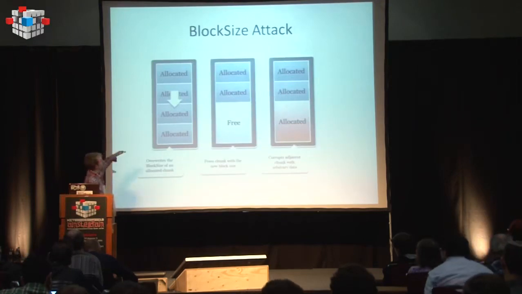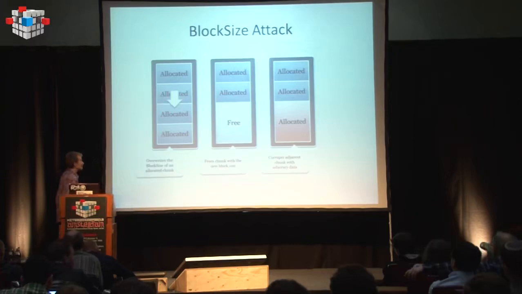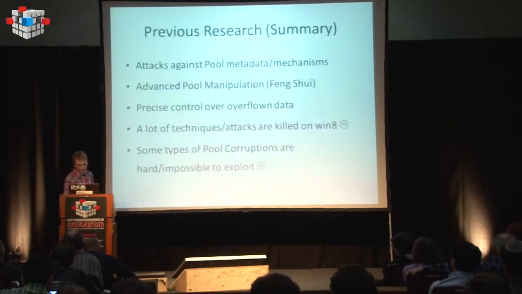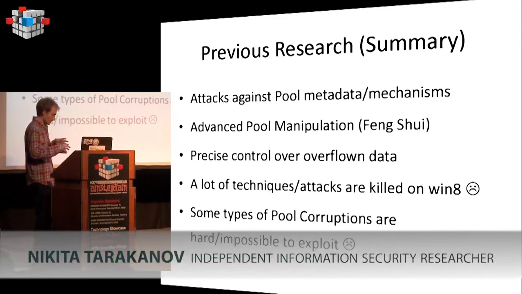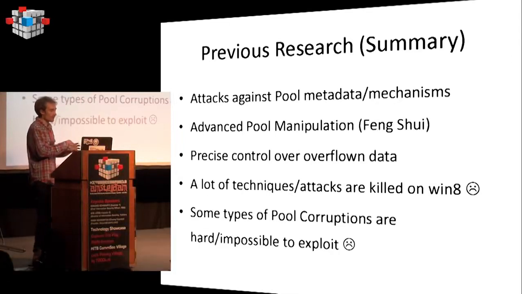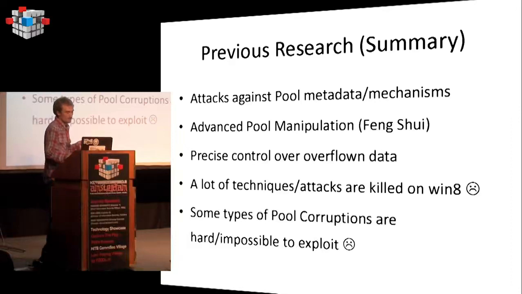To exploit such vulnerabilities, you have to have almost full control over the overflown data. And my experience shows that there are a lot of vulnerabilities where you have no control of the overflown data, or where the overflown data is constant. So you have no chance to construct a fake pool header with a bigger block size, so it simply doesn't work. And basically, all research about exploitation of pool corruptions is about describing some tricks in the pool allocator mechanism, and so on. And on Windows 8, it's very hard to exploit some vulnerabilities in a reliable way.